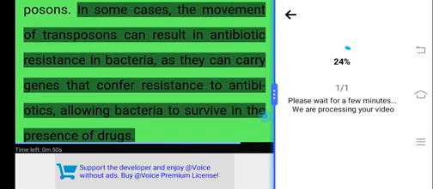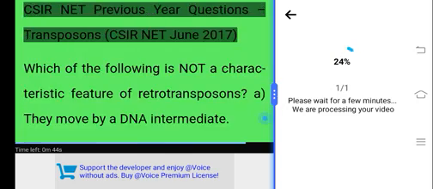In some cases, the movement of transposons can result in antibiotic resistance in bacteria, as they can carry genes that confer resistance to antibiotics, allowing bacteria to survive in the presence of drugs.